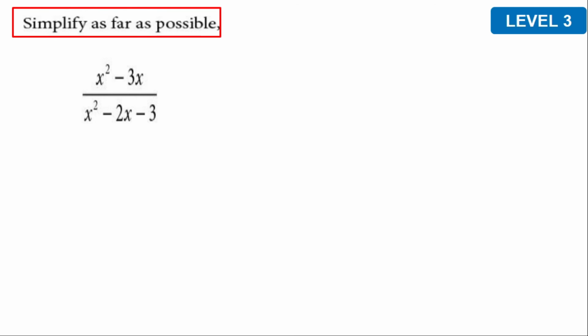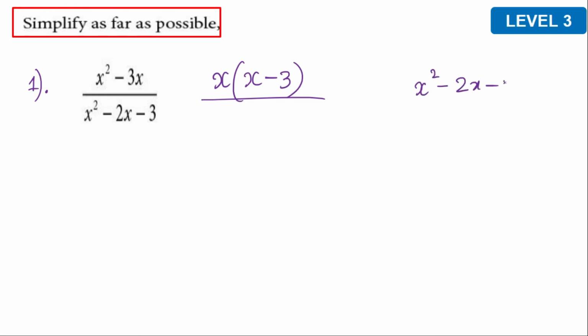In level 3 questions, you can see the numerator and the denominator are quadratic functions. So let's see how to solve this question. Factorizing the numerator, I will take x as the common term. So what remains inside the bracket is x minus 3 for the numerator. And here the denominator is a quadratic function. I will be using the sum and product method to factorize this expression.